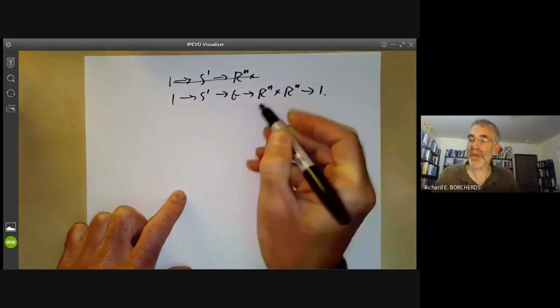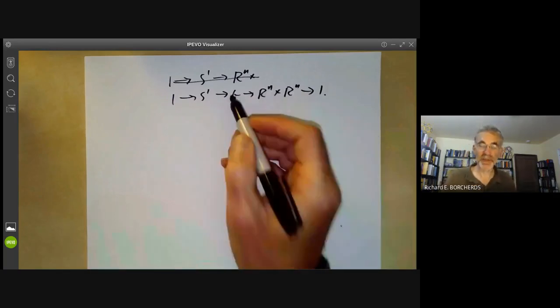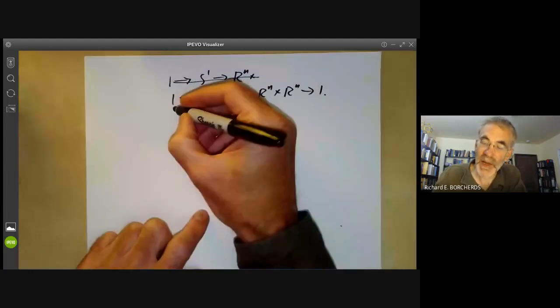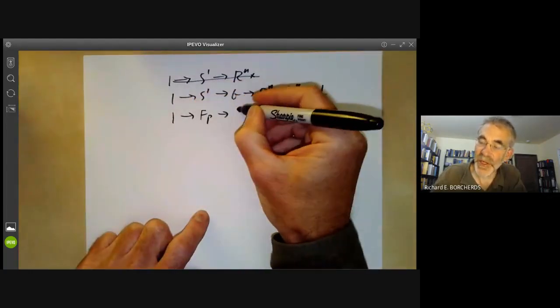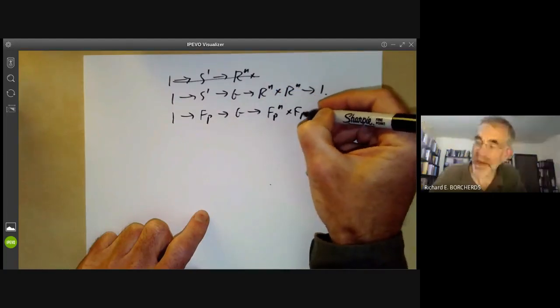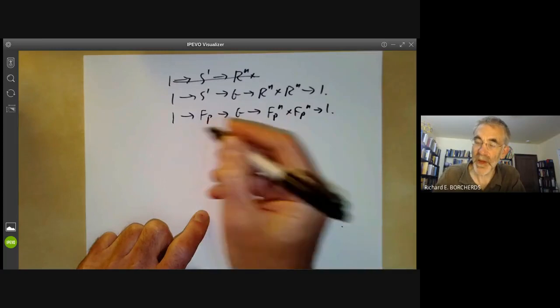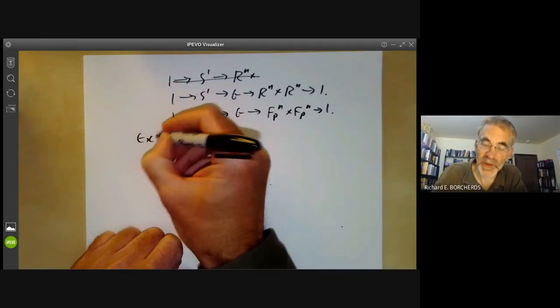So you can do the same thing, except you replace one-dimensional space by n-dimensional space, and you get a group like that. And you can do the same thing over finite fields. You get a group: 1 goes to F_p, goes to G, goes to F_p^n times F_p^n, goes to 1. And groups similar to this are called extra special groups.